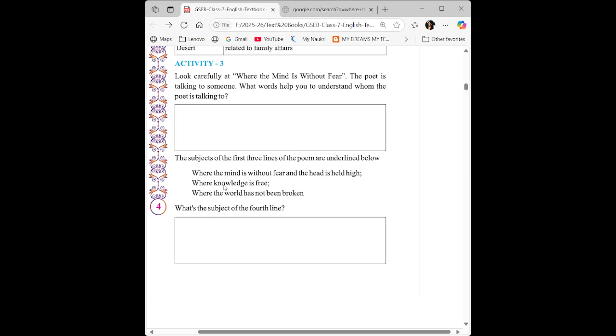Now the subject of the fourth line, where the mind is, see, all these lines are starting with where. So here the subject of the fourth line is also where. He is talking about a place, about the land, the country where all this kind of good things he wants.